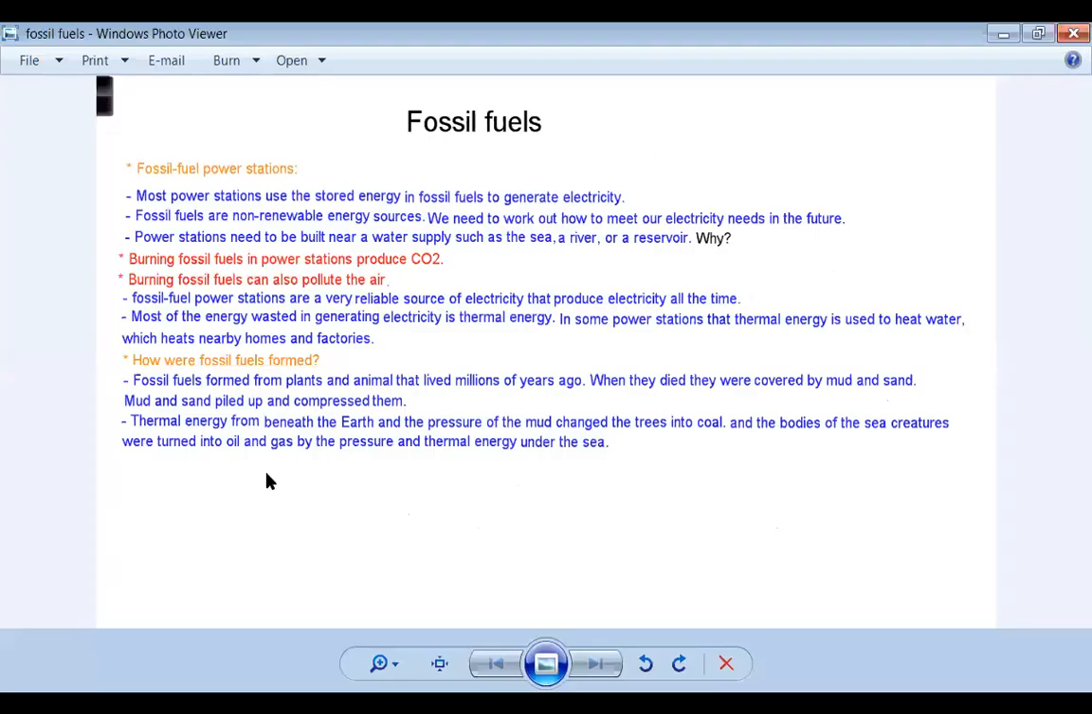Is it clear now? Okay, so this was how these fossil fuels form. Scientists are still developing new ways to find fossil fuels underground. Why? Can you tell me why scientists are still developing new ways to find these fossil fuels?